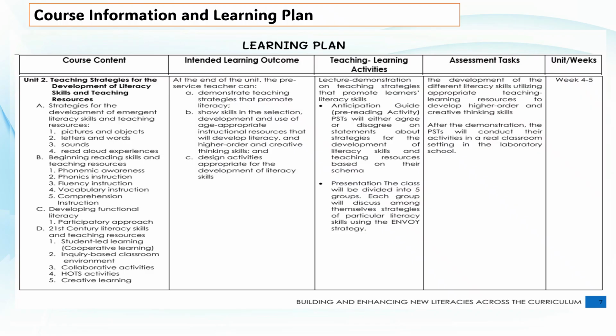In summary, Unit 2 equips you with strategies for emergent literacy, beginning reading, functional literacy, and 21st century literacy skills. Through lecture demonstrations, anticipation guides, group discussions, participatory approaches, and classroom-based activities, you will practice designing and implementing effective literacy instruction. This unit runs during week 4 to week 5, and your outputs will be assessed through demonstrations, group presentations, observation reports, and summative evaluations.